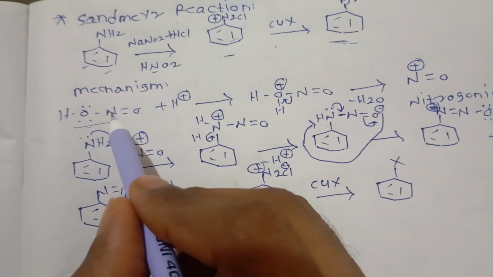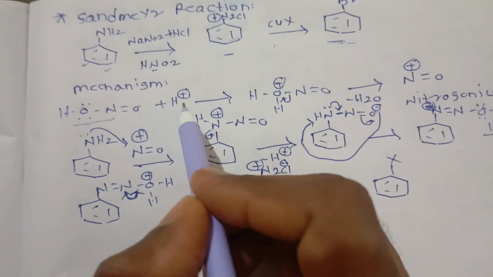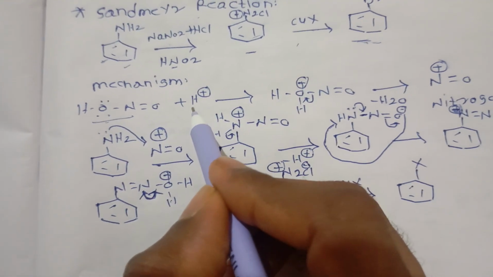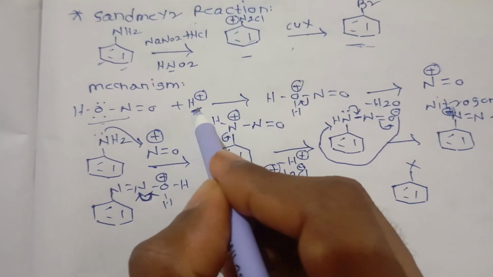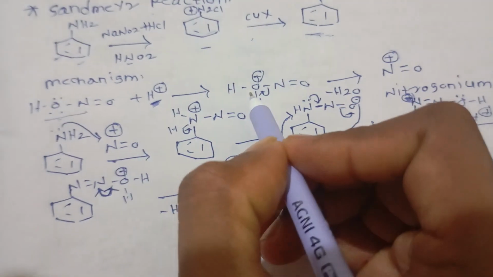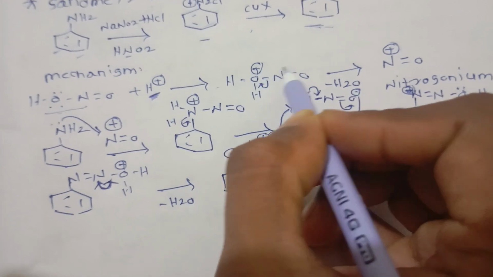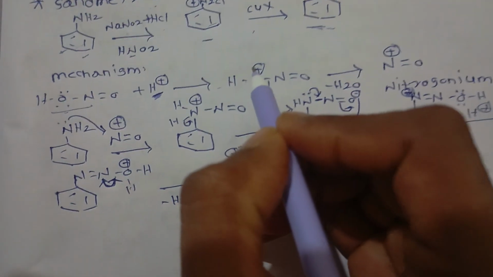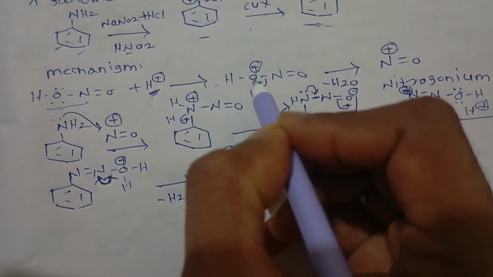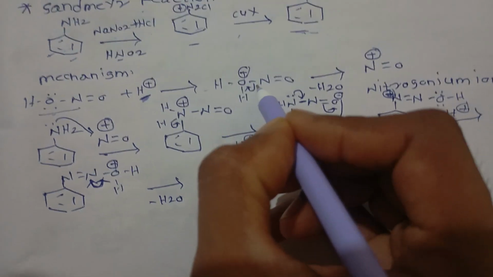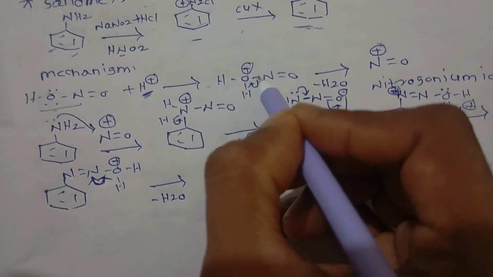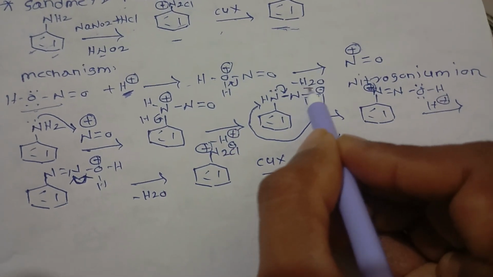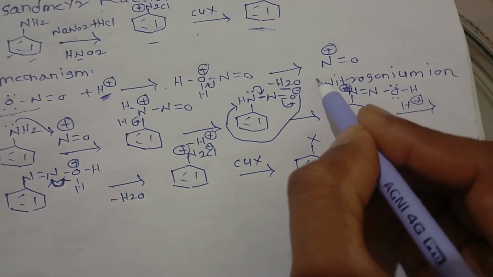Okay, the first step: because we have HCl here, the reaction medium is acidic, and the lone pair of this oxygen takes the proton of the acid, because it's electron deficient, and there is a formation of H2O positive and a double-bonded O. Oxygen cannot bear the positive charge because it's an electronegative atom, so to get stabilized, it takes the electrons from the oxygen-nitrogen bond, and elimination of the water molecule takes place here, and there is a formation of the nitrosonium ion.